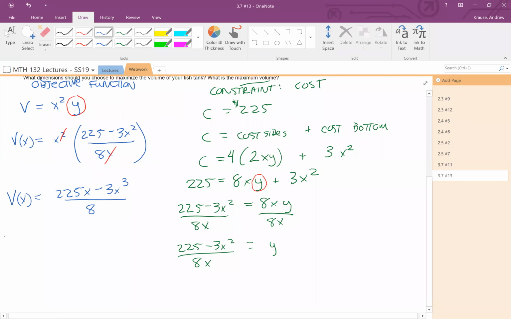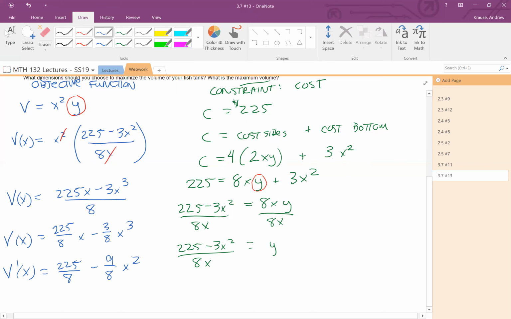Another way to write this, we can split that fraction up if we want. We can write this as 225 over 8 times x minus 3/8 x cubed. Now when we take our derivative, we're going to use just our power rule here. We get 225 over 8 minus 9 over 8 x squared.